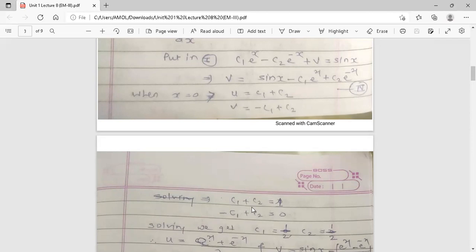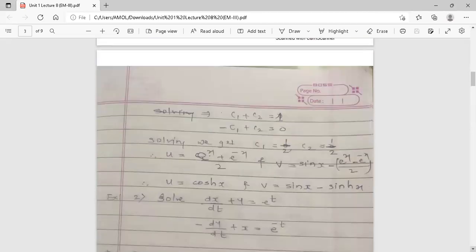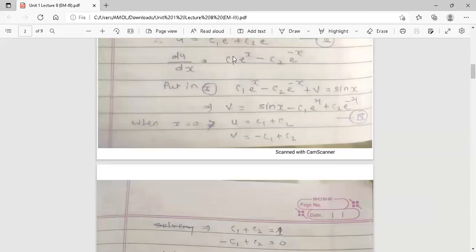So we have these two linear equations. When we solve these linear equations, you just add them. If we add these two equations, 2c2 is equal to 1, which means c1 is equal to 1 by 2 and c2 is equal to 1 by 2. After getting the values of c1 and c2, you put them in equations 3 and 4. So we have u is equal to e raised to x plus e raised to minus x, by 2, and v is equal to sin x minus e raised to x minus e raised to minus x, by 2. These special conditions are given, so we can remove the arbitrary constants c1 and c2.